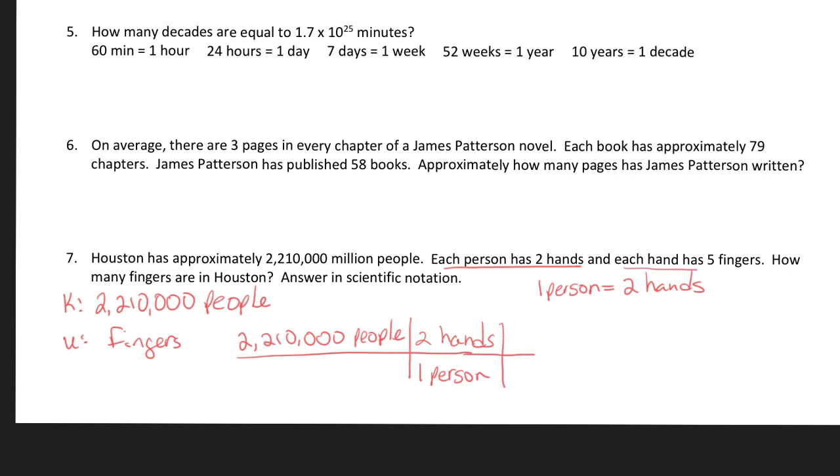It says each hand has 5 fingers. So 1 hand equals 5 fingers. So if I have hands on the top, I'm going to need hands on the bottom: 1 hand, 5 fingers. Again, I'm going to grab my calculator. I've got fingers, which is my final unit. So I need to put in my fraction button. 2,210,123 times 2 times 5. Drop down to the bottom and put 1 times 1.